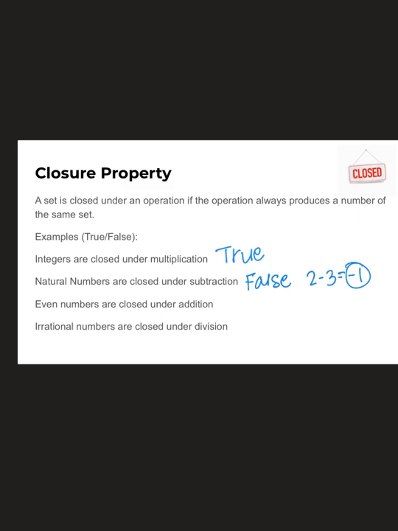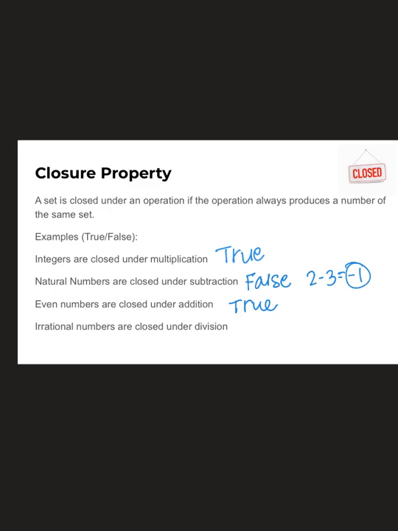Even numbers are closed under addition. This is true. Any two even numbers is going to give you another even number when you add them together. If you don't believe me, think of as many even numbers as you want to and add them together. If you want to pass some time, you'll find that they all have even sums, which is the answer to an addition problem.